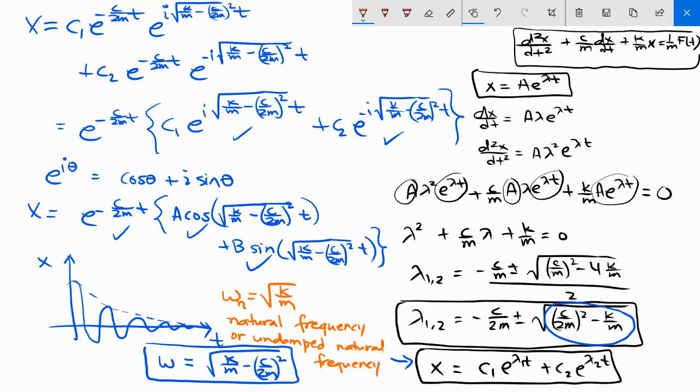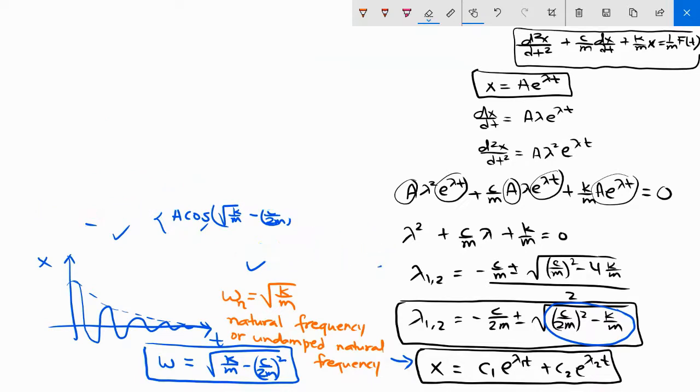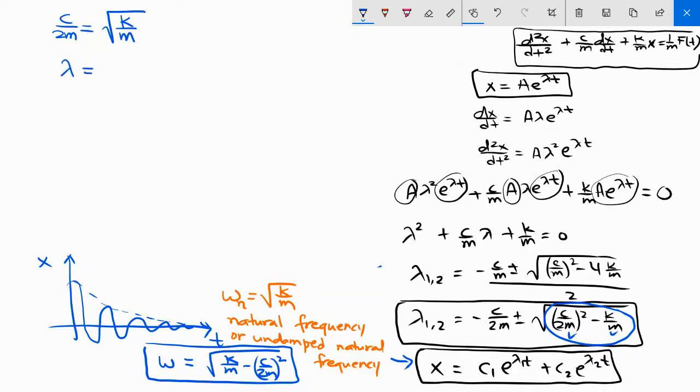There is also a third possibility for lambda. So the third possibility is c over 2m is equal to square root of k over m. Now in this case, c over 2m is equal to square root of k over m, so the term under the square root will be 0. So there will only be one value of lambda. Lambda will be equal to minus c over 2m.